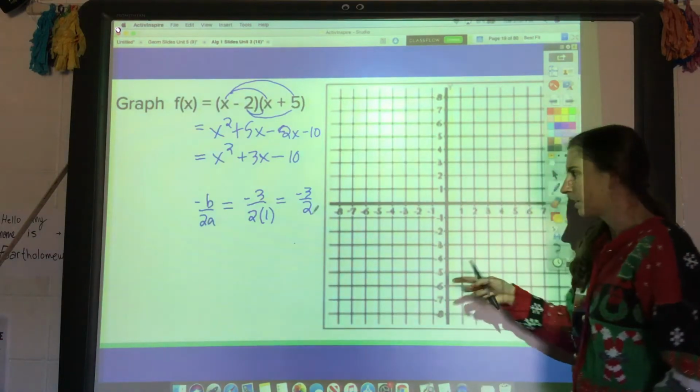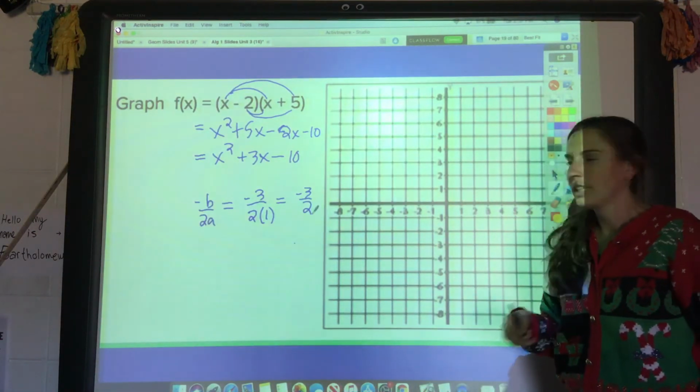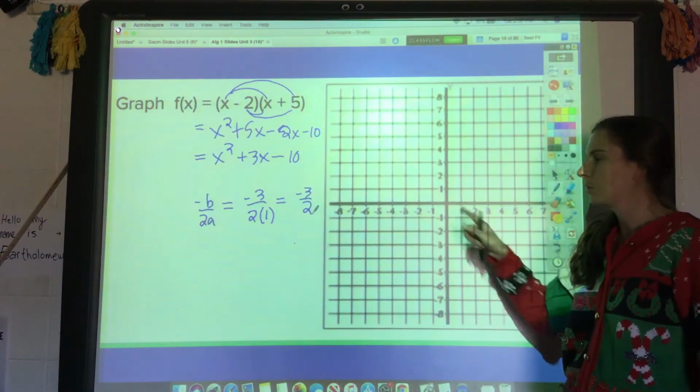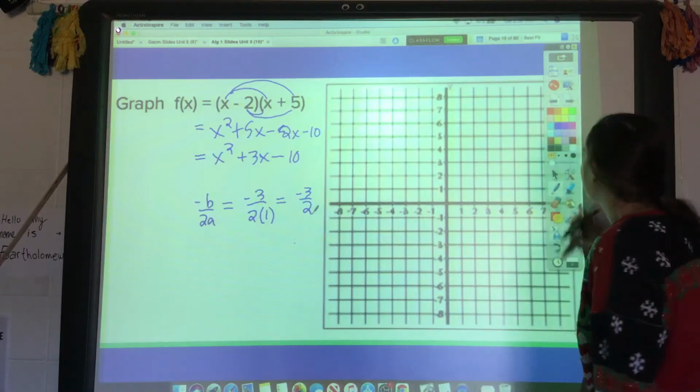I feel like my graph was pretty decent as it was. I didn't really know the vertex, so maybe I should find it to be more precise, but I at least knew the zeros, which gave me a pretty precise graph.